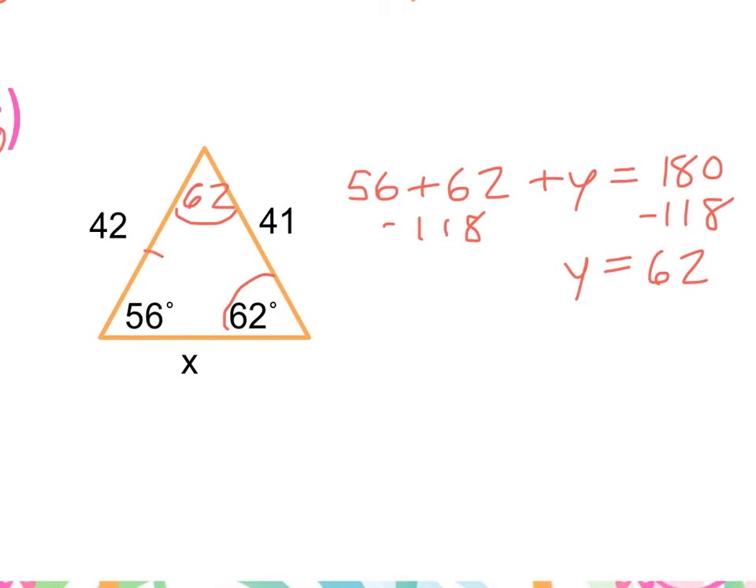42 and x. Because the sides that are opposite of the congruent angles are going to be congruent. So we know that 42 is going to be congruent to x. So what is x? 42.